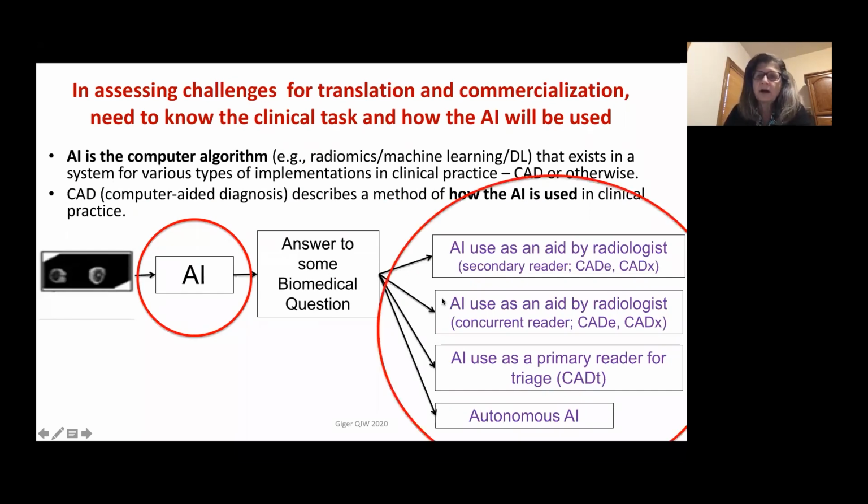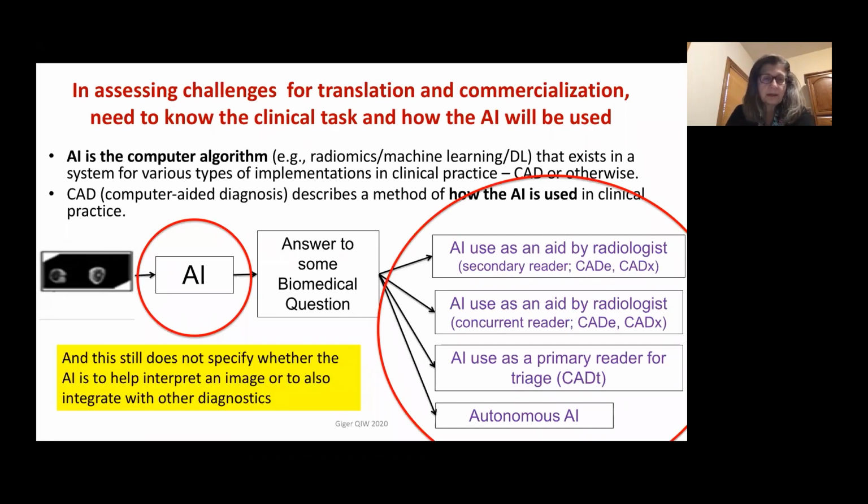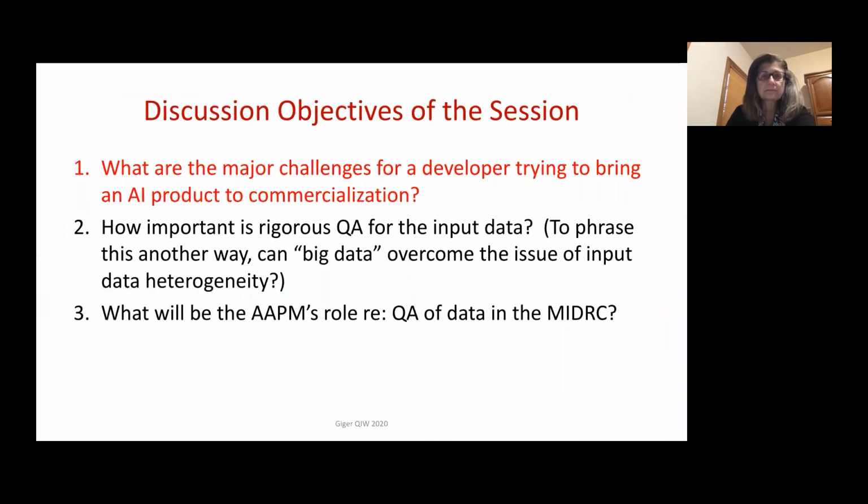How they are used is also important. For example, computer-aided diagnosis is one such method. We need to consider, will the AI be used as an aid to the radiologist? Will it be also used as an aid or as a concurrent reader? Could it be used as a primary reader in triaging, or will it be totally autonomous AI? We'll talk more about that later. And note, this still does not specify whether the AI is to help interpret an image or to also integrate it with other diagnostics.